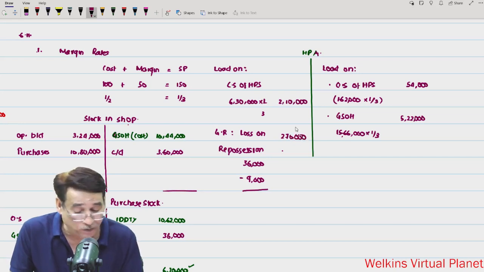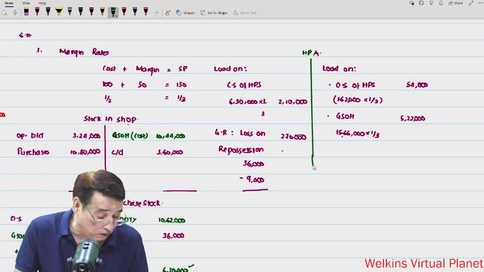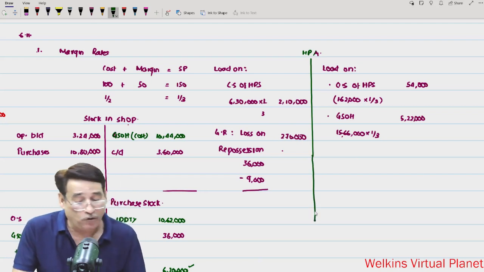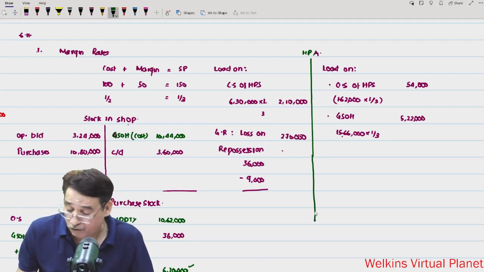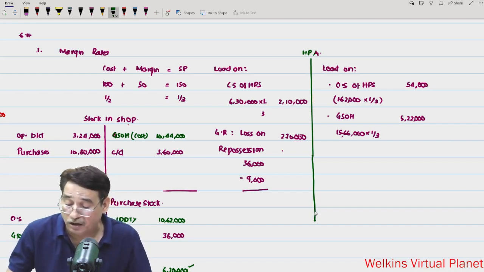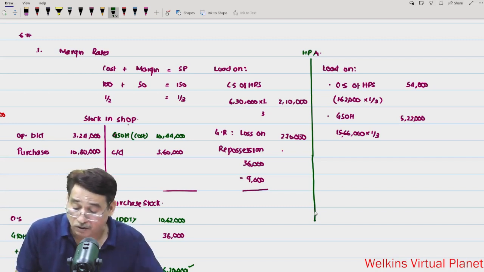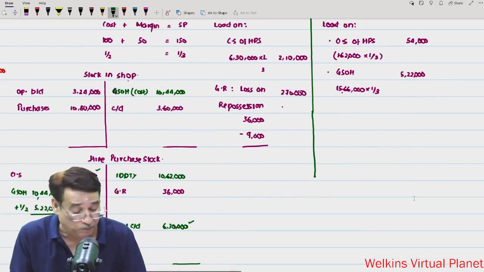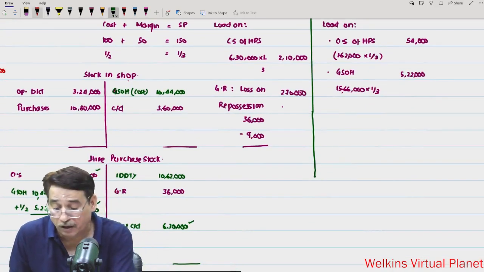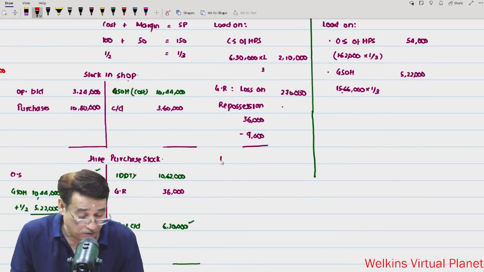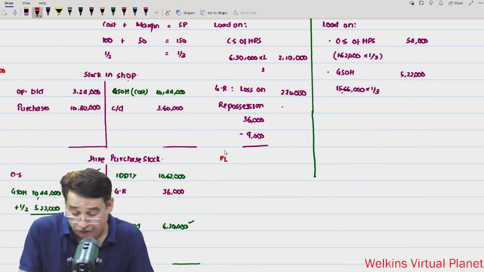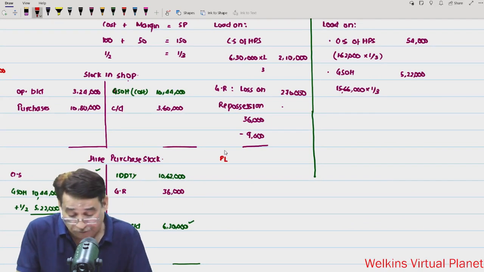Is it clear to you? 27,000 is the loss on repossession. Now all you have to do is to balance this account to find out your profit. So according to them, the net profit is 3,43,000, 3 lakh something. So hire purchase stock account, 3,39,000 actually is the profit. Correct? Profit and loss account. Let me check also. 54 plus 522 minus 210 and minus 270.